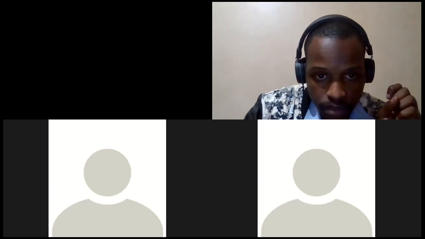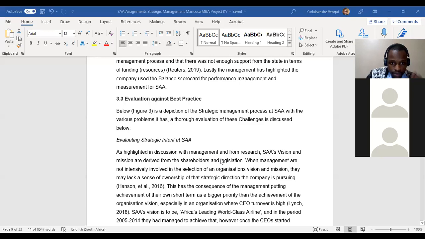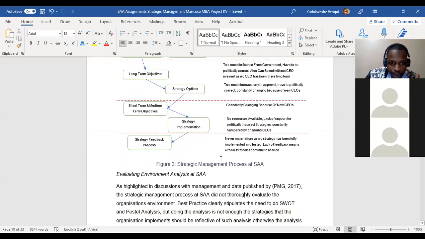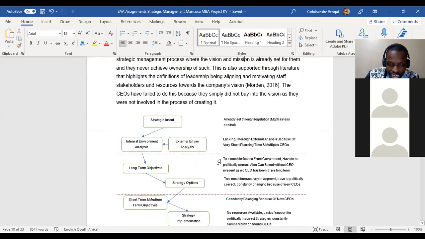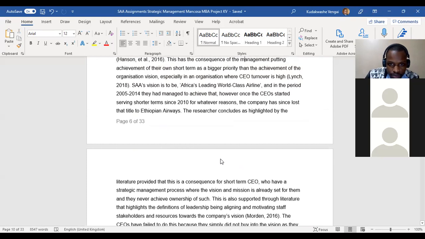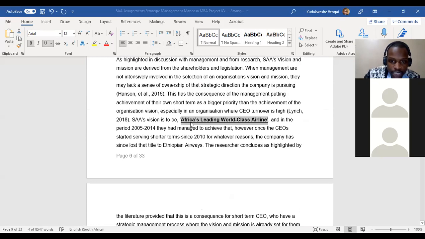All right. Where is it? So you are seeing here evaluating strategic intent. Sometimes I get way ahead of myself. I like diagrams a lot. I think they explain a lot of things. Oh, yeah, there it is. You see there? That's SAA's vision over there.